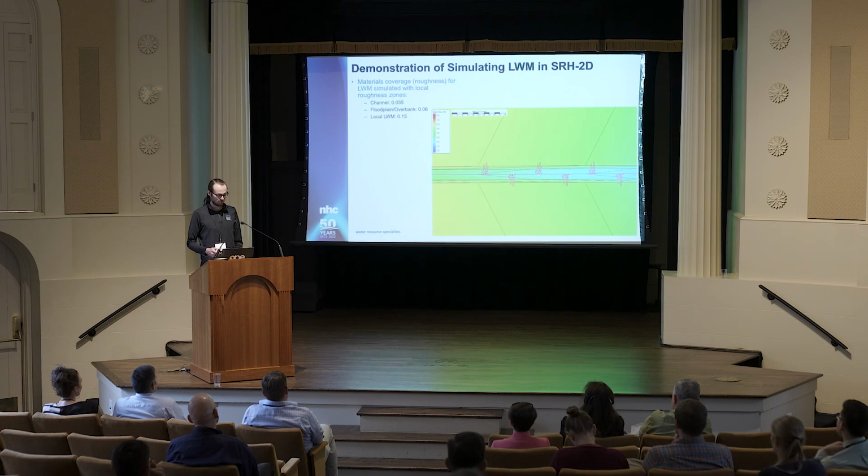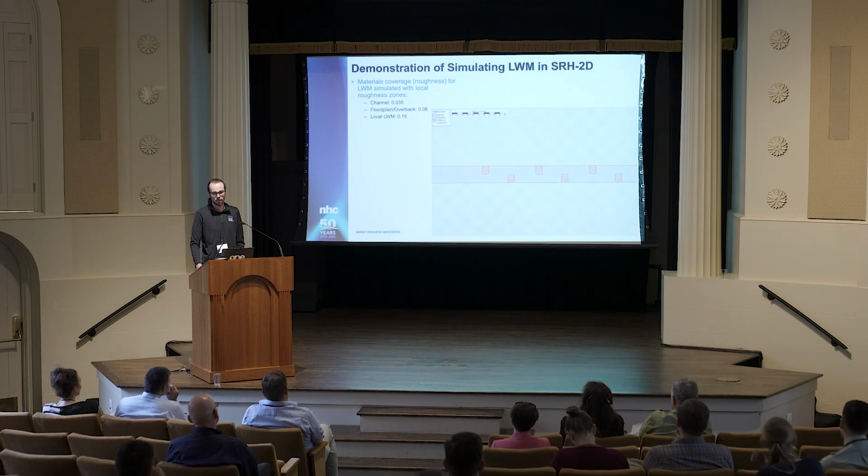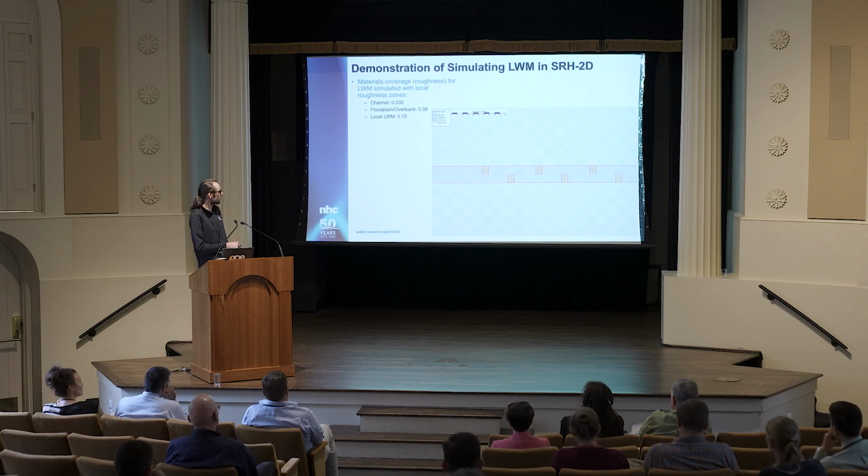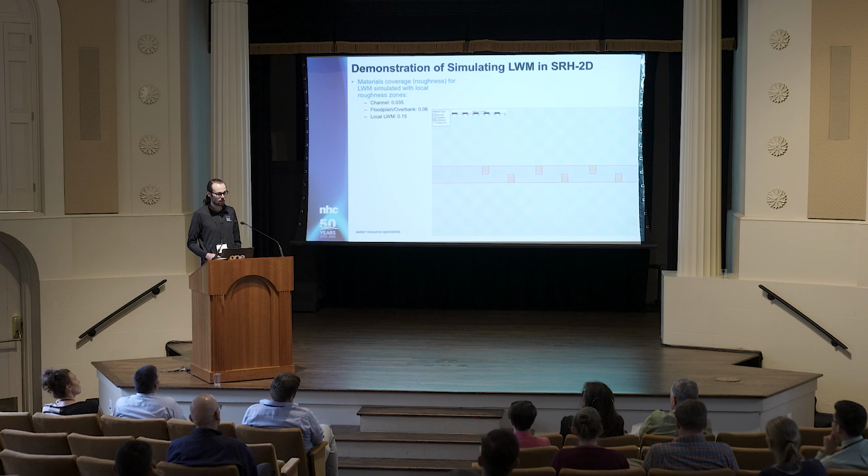And then moving on to where that wood is. So we've got a zoomed in display here. You can see these pink graphics here are the LWM structures that get put into this very simple model. And so let me step forward. So here's an example of the local Manning's N increase. So those are these six light brown patches throughout the channel. In this case, I used an N value of 0.15 for those. So I'm going to step through all the methods and then I'll get to the results at the end.